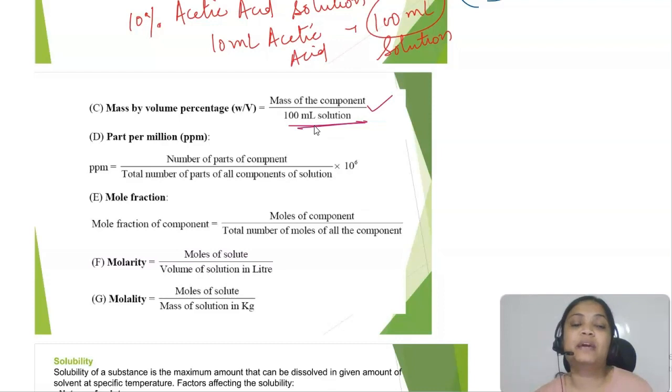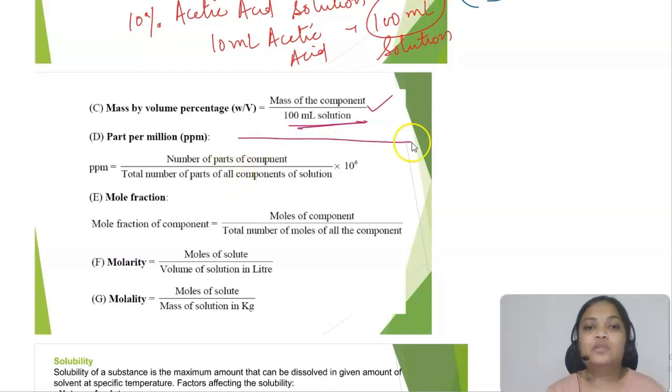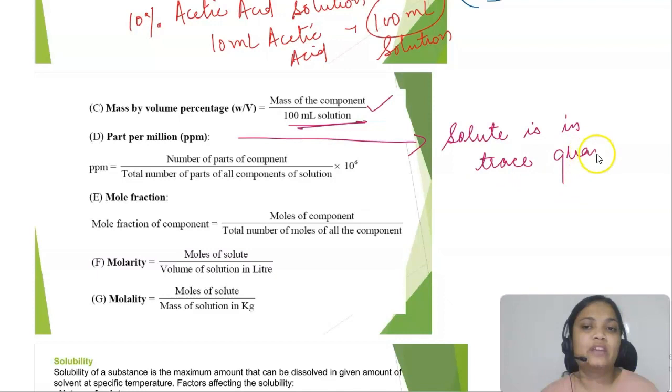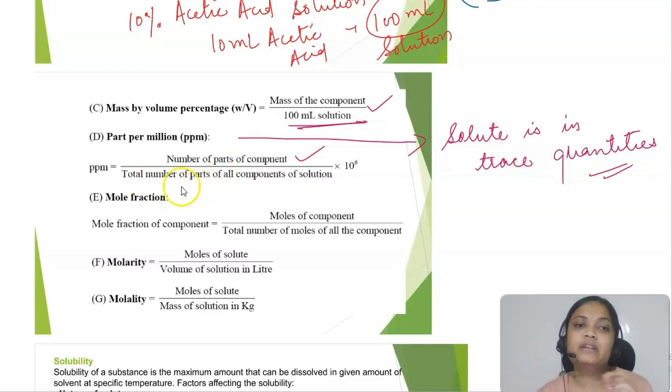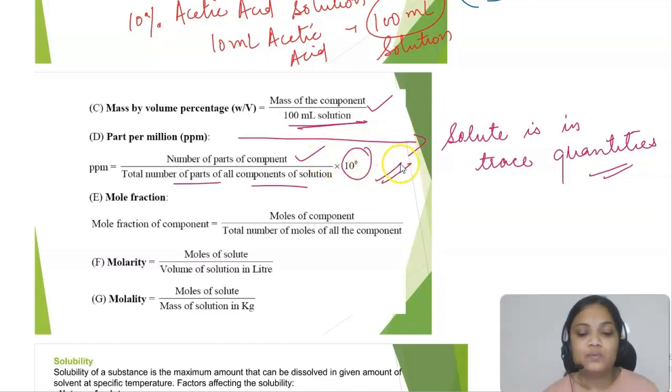Now what is this ppm, parts per million? Students, this one is used whenever your solute is in trace quantities. Trace quantities means very less amount. So in that case we use this ppm. So ppm means the number of parts of the component divided by total number of parts of all the components in the solution into 10 to the power 6. Okay, so we'll multiply this with 10 to the power 6. That will give you the concentration in ppm, that is parts per million.